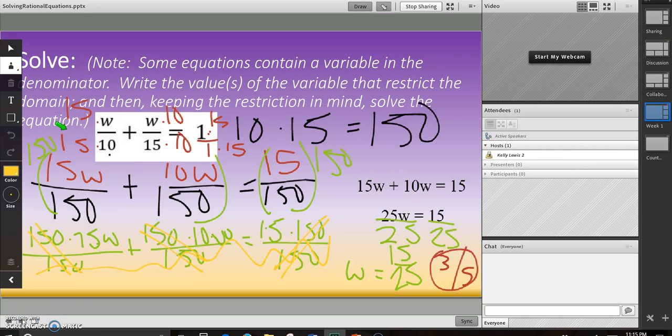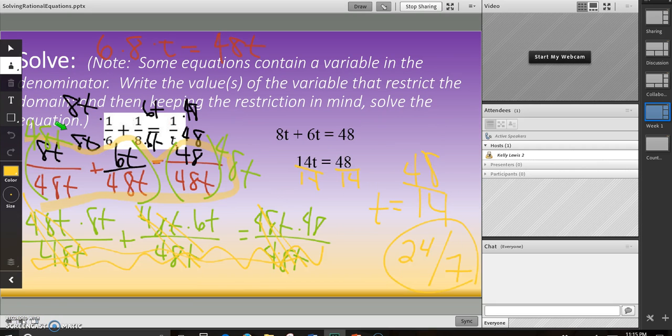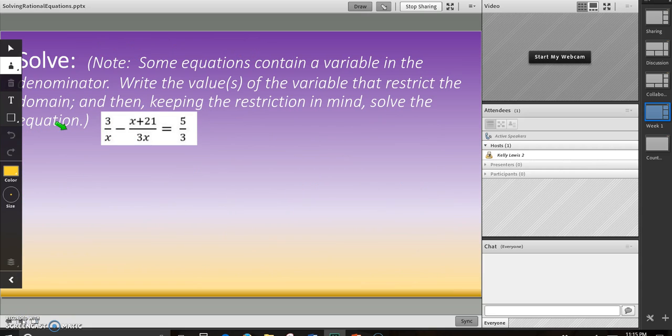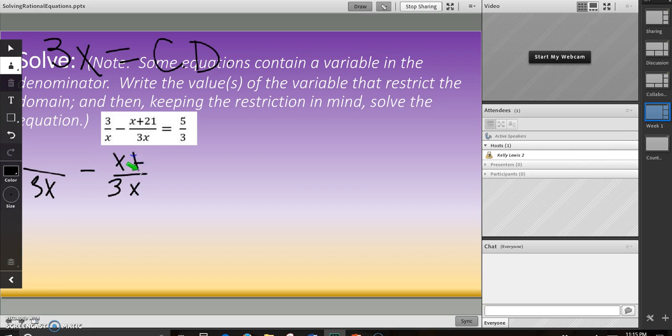All right, so let's look at one. I'm going to take out that step now. All right, so we have x, 3x, and a 3. So our common denominator is 3x. I need this to be 3x. He's already 3x. I need this to be 3x. So if that is to be 3x, I need to multiply by 3. So 3 times 3 is 9. For this to be 3x, I need to multiply by x.